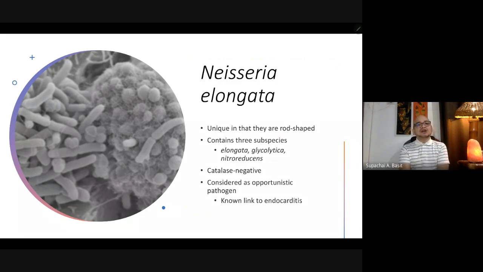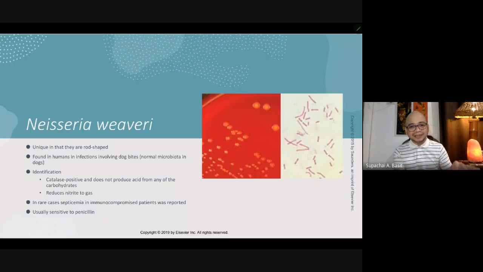And Neisseria elongata, unique because they are rod-shaped. And there are 3 subspecies such as elongata, glycolytica, and nitroreducens. They are catalase negative kasi kadalasan ng Neisseria are catalase positive, considered as opportunistic pathogens and may actually be linked to endocarditis.